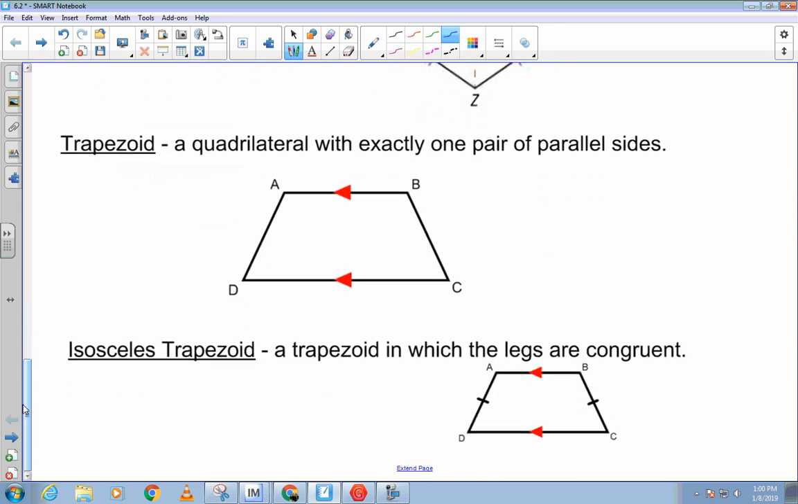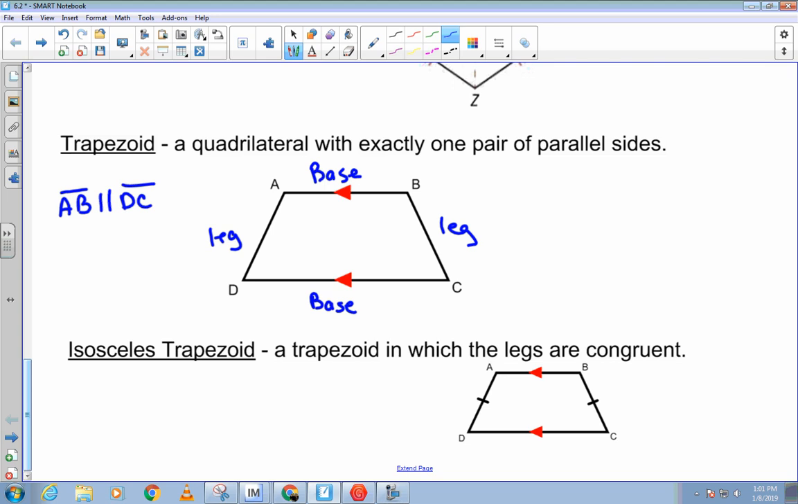Now the next thing we're going to talk about is a trapezoid. That's another type of quadrilateral. By definition, a trapezoid is a quadrilateral with exactly one pair of parallel sides. The arrow again means parallel, so we can see that AB is parallel to DC. The two parallel sides are called bases. The other two sides are called legs.